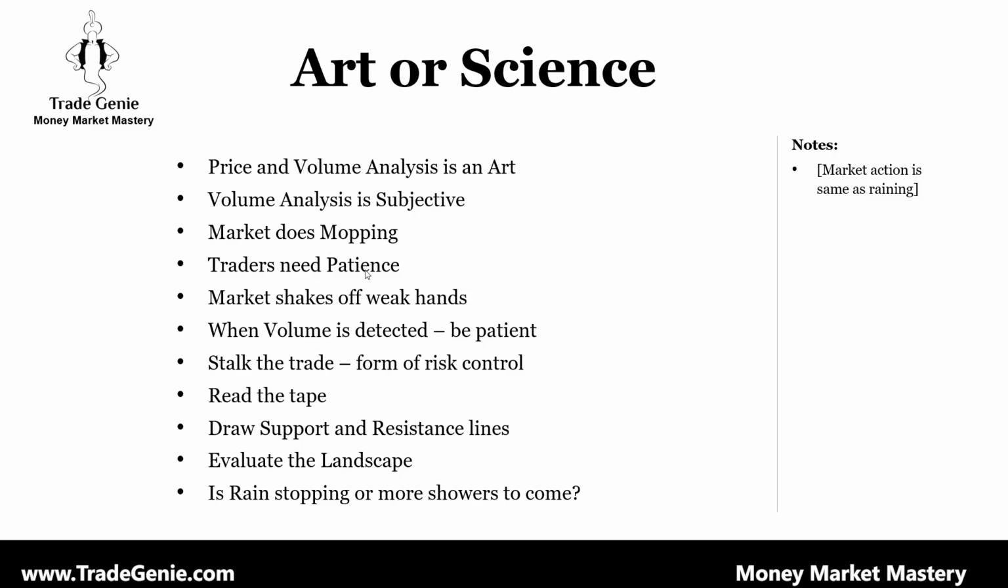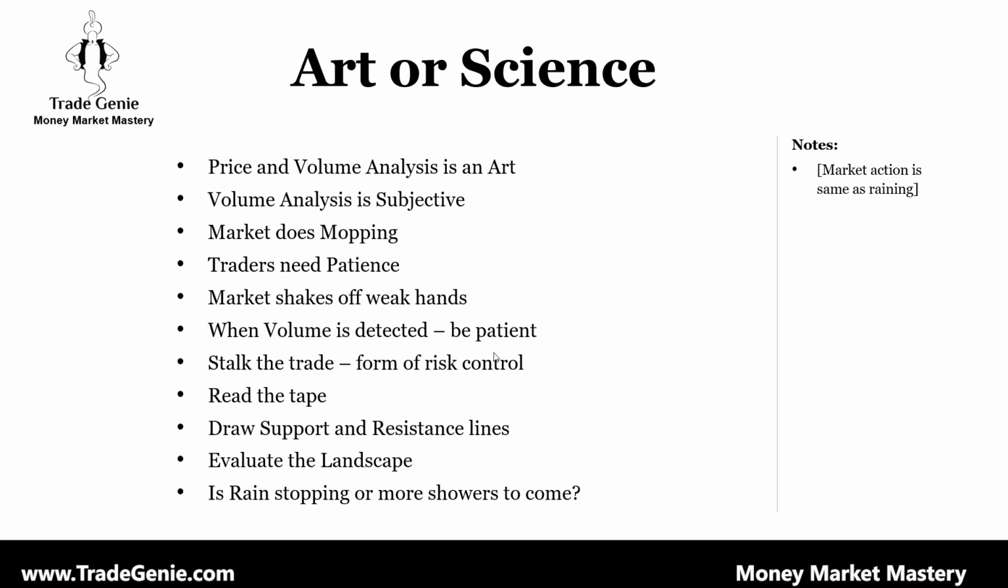So pay attention, adopt the mental state of being patient. Be patient, go slow. Market shakes off weak hands. When volume is detected, be patient. Volume needs to build up gradually, not as a certain spike. If you're looking for a spike in volume on a 2-minute or 1-minute chart, that is garbage, that is noise. So don't pay attention to the volume spike alert. Volume can spike and then nothing happens. Everything is gradual building.